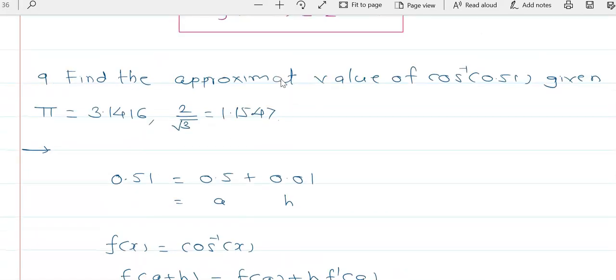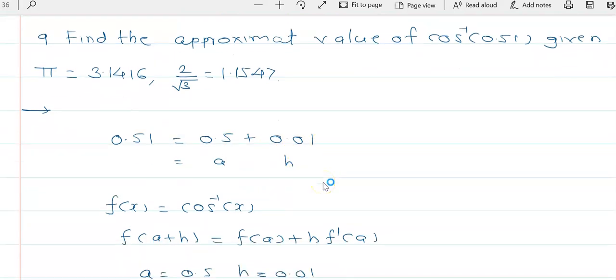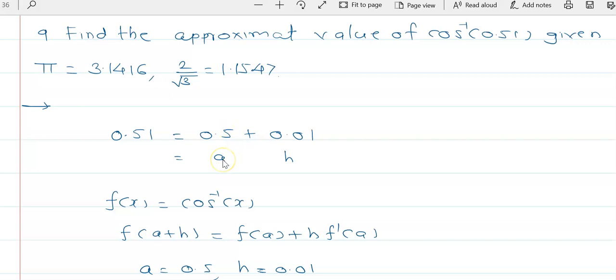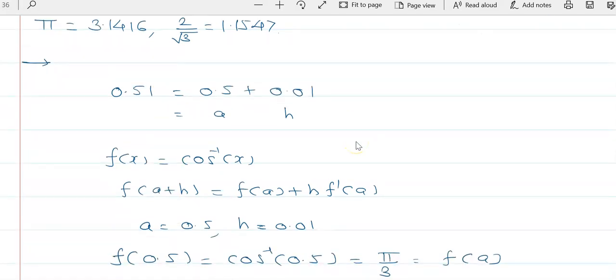Now see this here. We want to find out the value of cos inverse of 0.51. Now we know that 0.51 is equal to 0.50 plus 0.01, and here the value of a is 0.5 and h is equal to 0.01. What's our function? Our function is f of x equals cos inverse of x.